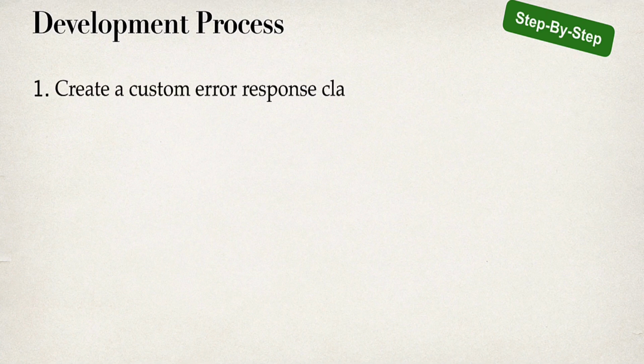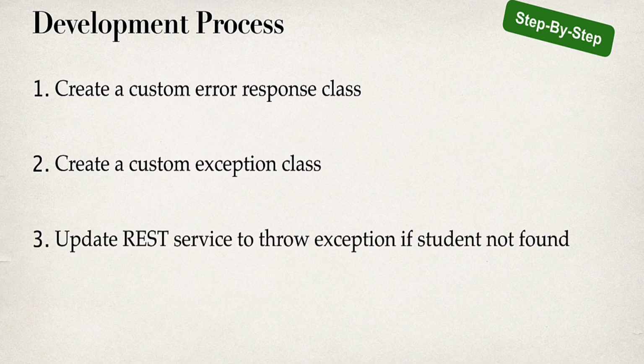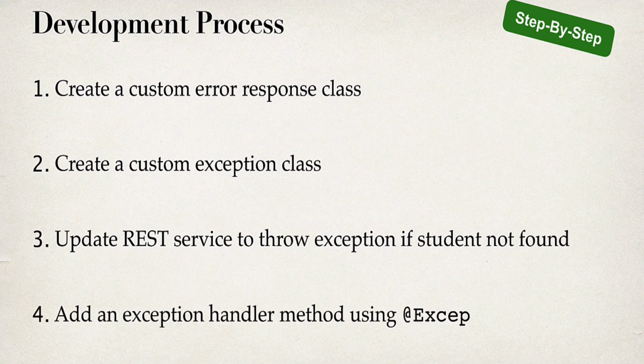Alrighty, so let's look at the actual development process here. So the first thing we're going to do is create a custom error response class. Then we'll actually create a custom exception class. Next, we'll go through and update our REST service to throw the exception if the student is not found. And then finally, we'll add an exception handler method using Spring's @ExceptionHandler annotation.